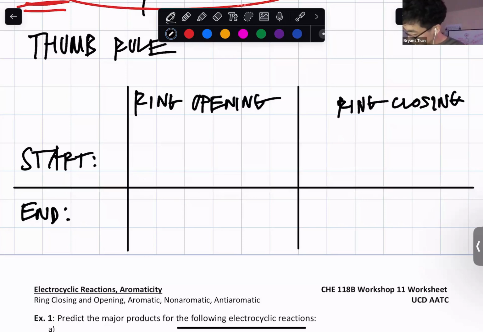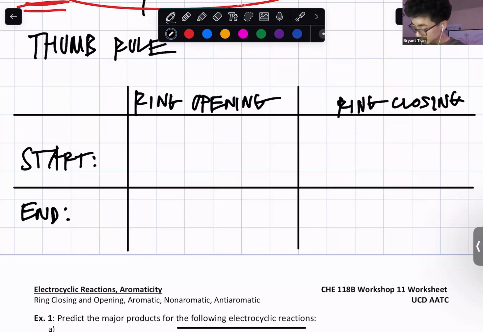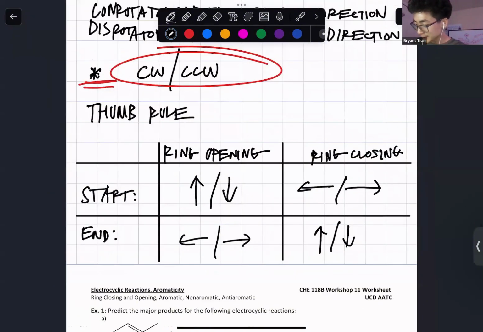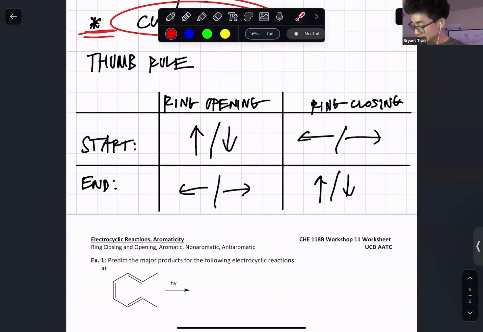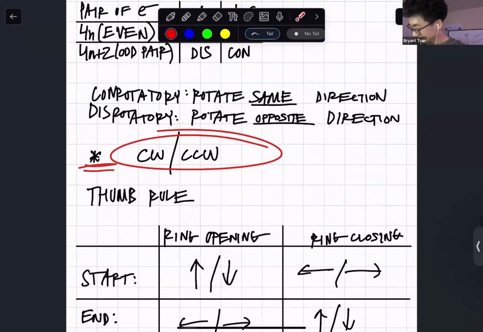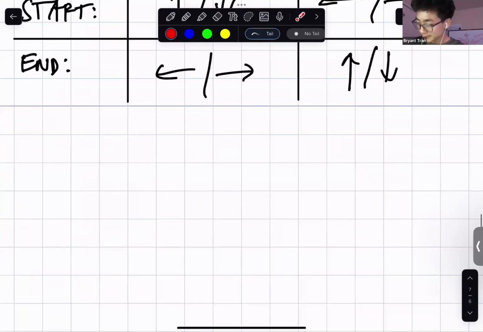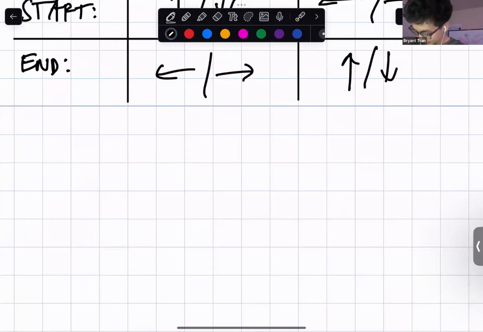Okay, so when you're ring opening, you start your thumbs up or down for wedge or dash, and you end your thumbs left or right. When you're ring closing, you start left or right, and you end your thumbs up or down for wedge or dash. Right now it looks like nothing is going on here, but let's do some practice to make it more clear. Let's do ring closing first, and then a ring opening after, as an example.